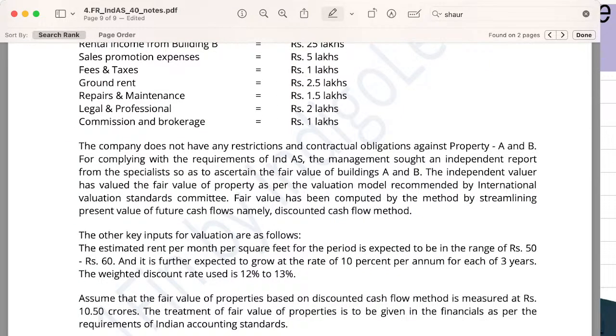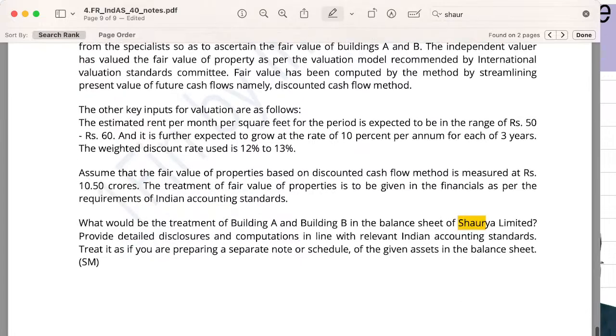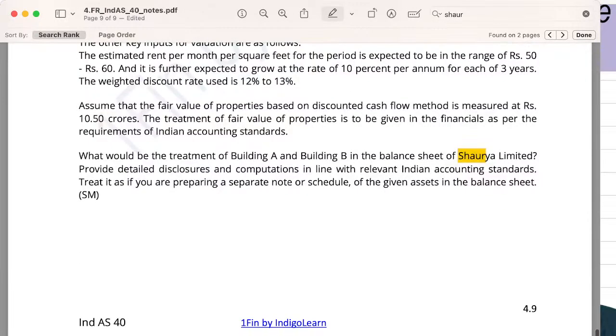The other key inputs for valuation are as follows. Estimated rent is so much, expected to grow at 10%, 12 to 13%, and all of that. Assume that the fair value of properties based on discounted cash flow method is 10.5 crores. The treatment of fair value property is to be given in the financials as per the requirements of Ind AS. What would be the treatment of building A and building B in the balance sheet? Please provide detailed disclosures and computations in line with relevant Indian accounting standards. So a very long question, right?